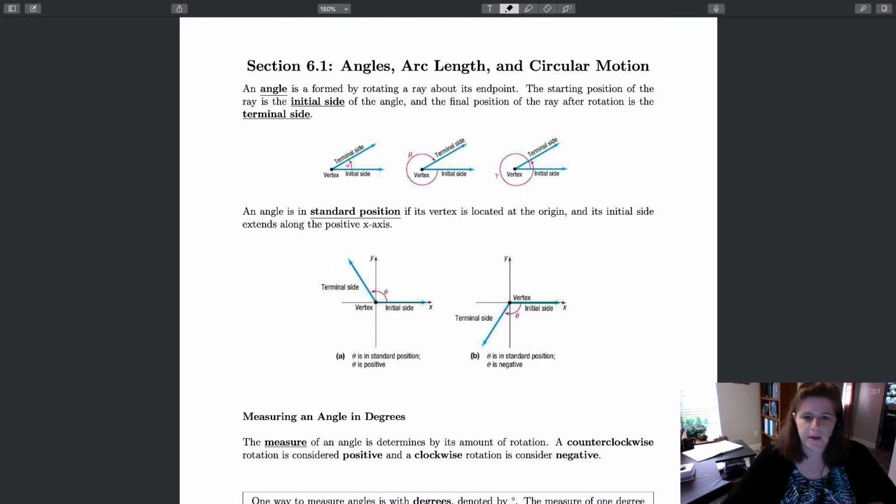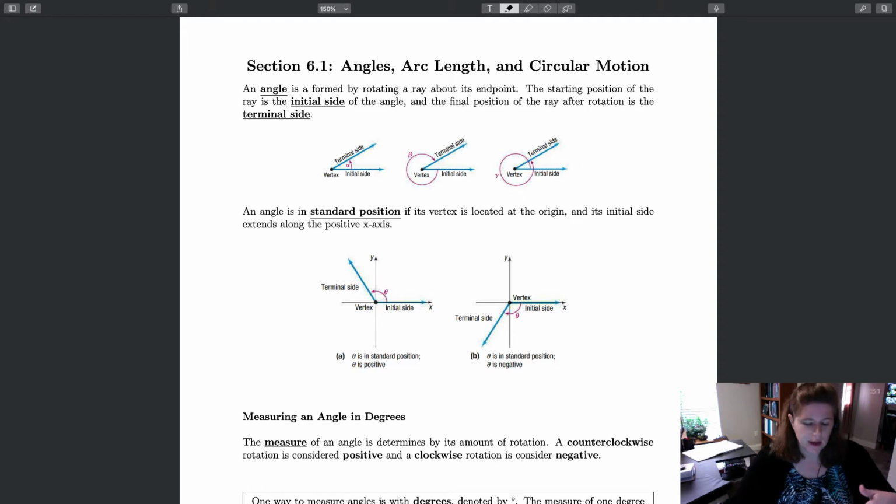Today we are going to be working on section 6.1, which is an overview of angles, arc length, and circular motion. So these are pretty basic Trig. A lot of you will remember this from your last math course, but these are the foundations for what you're going to need this semester.